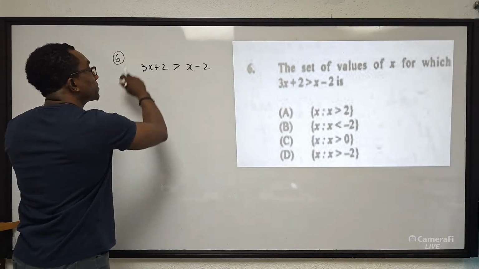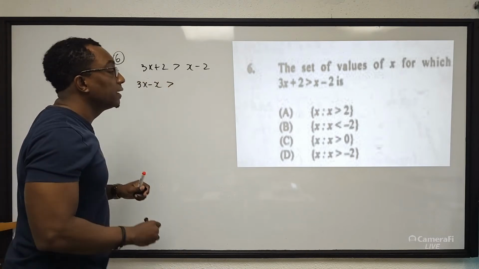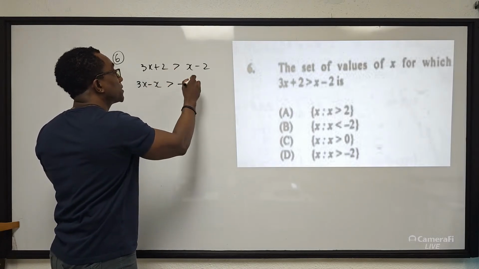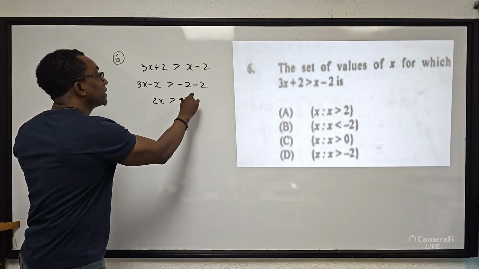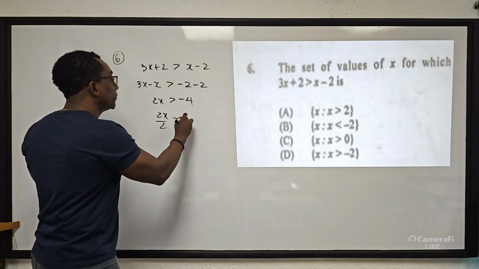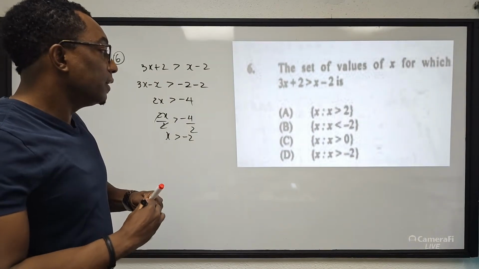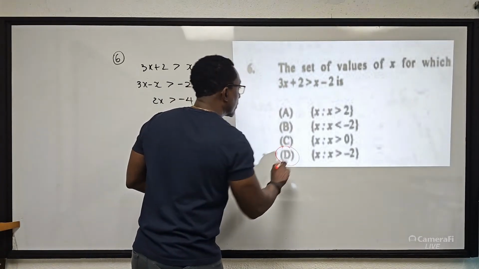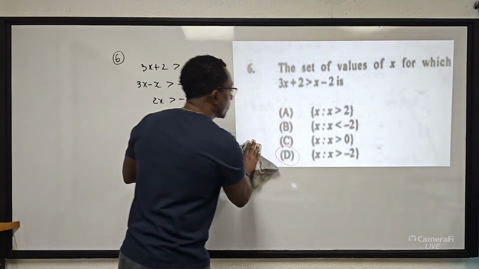I'm going to bring all my x's on the left of the inequality symbol. So it's 3x minus x is greater than, of course all numbers will go on the right of the inequality symbol, negative 2. So positive 2 comes across as negative 2. So 3x minus x is 2x is greater than negative 4. And therefore to get x by itself, I divide both sides by 2. x is greater than negative 2. So the answer for question 6 will be D. So let's move on to question 7.